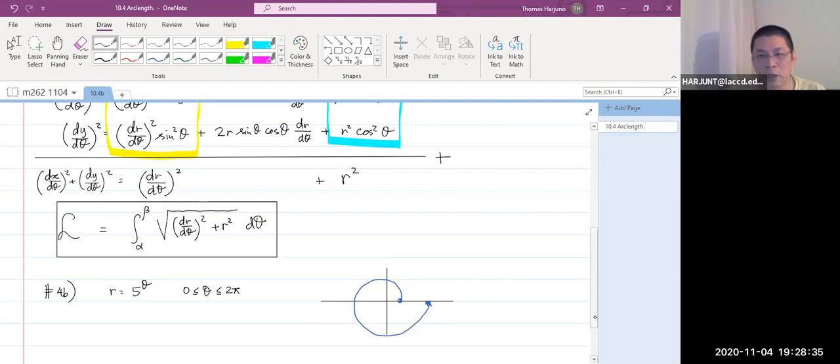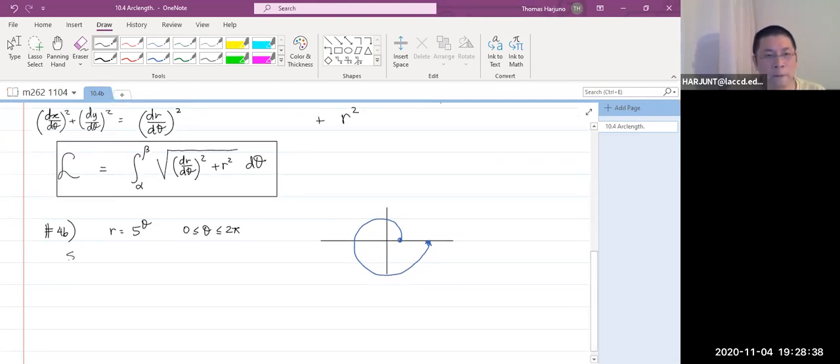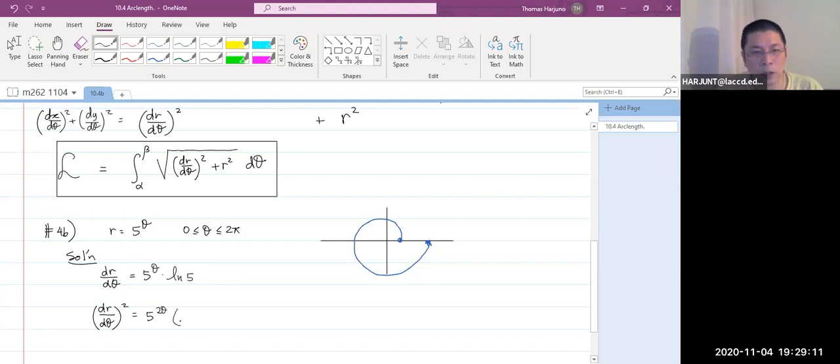Then how do I set it up? I need to find first what is r prime, in this case dr d theta. The derivative of an exponential is the same function times natural log of 5. I wonder if you remember that. Such that when I square it, I get 5 to the 2 theta times ln 5 squared.